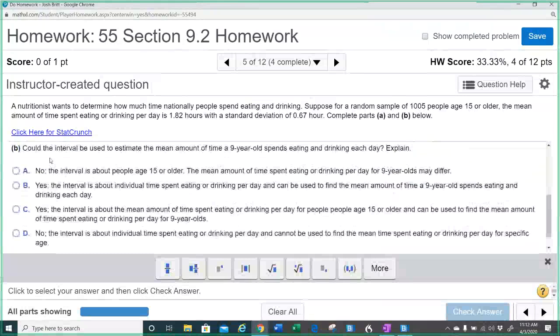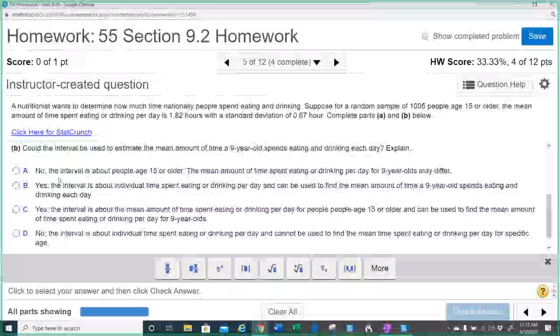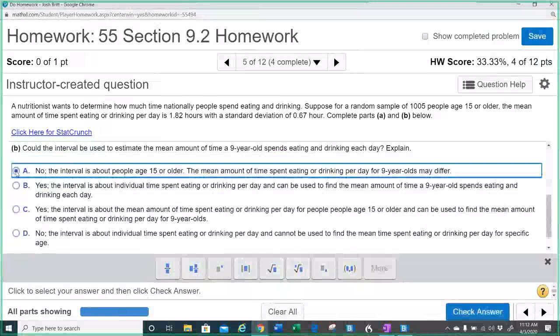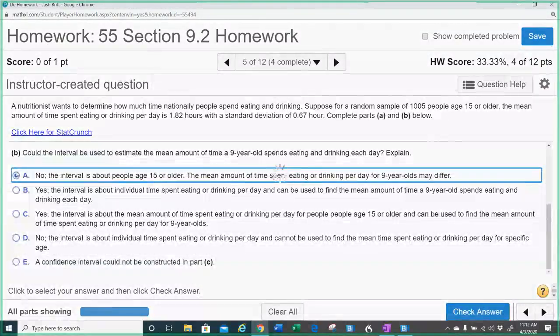All right, could the interval be used to estimate the mean amount of time a 9-year-old spends eating or drinking? Well, this data here is for 15-year-olds and older, so no, the interval is about people age 15 or older. The mean amount of time eating or drinking for 9-year-olds may be different. So that's kind of the most logical one on that one.